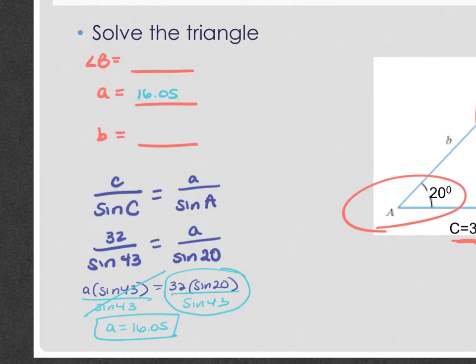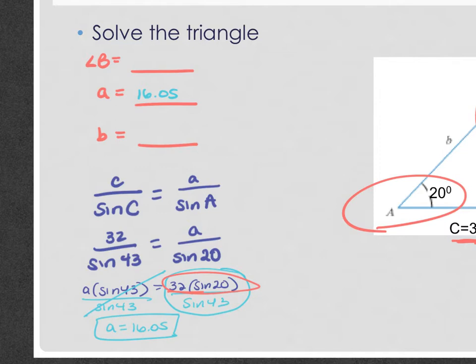Do not round before you need to. So don't type this one in my calculator, round it, and then divide it by the sine of 43. Every time you round, it gets less and less accurate. So you don't want to round it. You want to save it all the way to the end and then type that in the calculator.